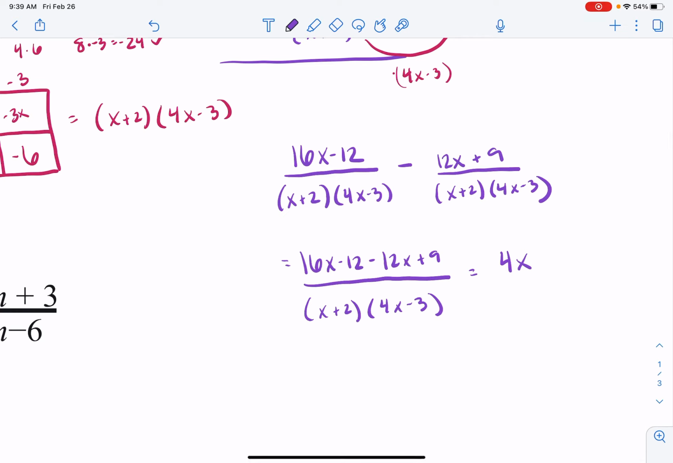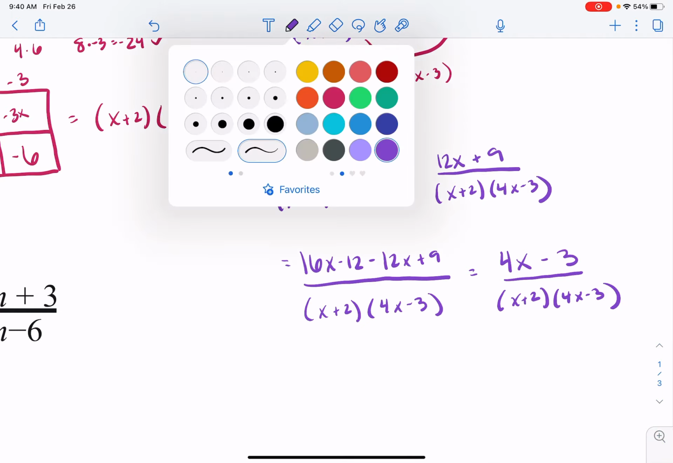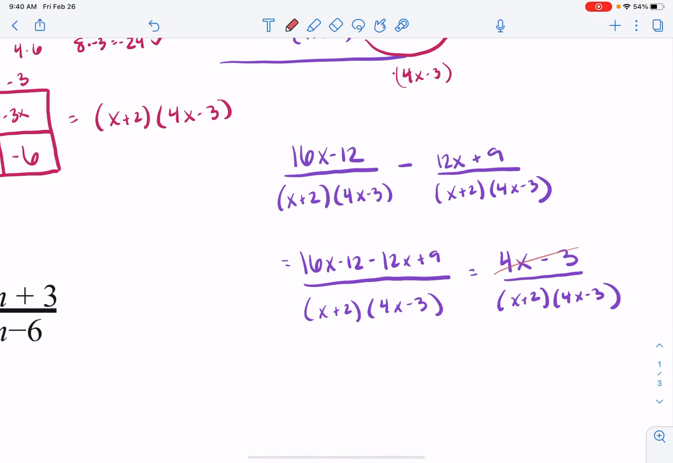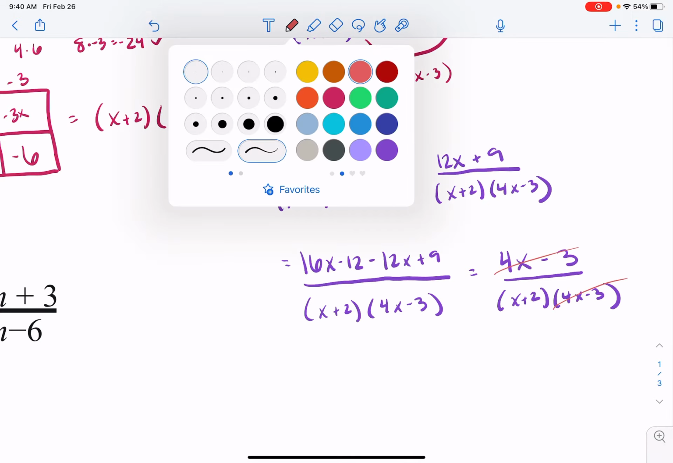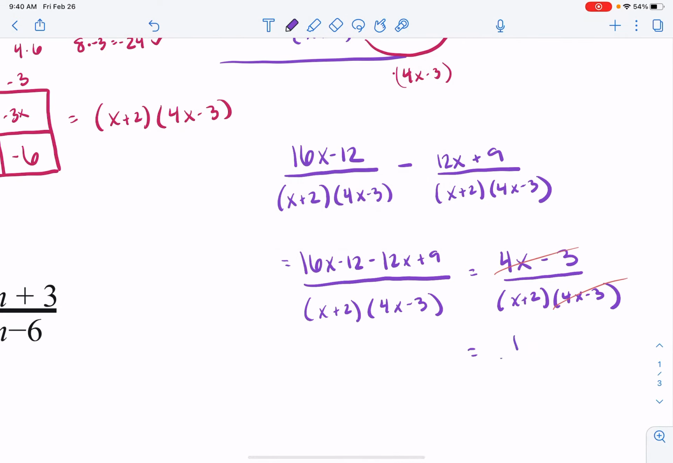So then that leaves us with the 4x minus 3, negative 12 plus 9, all over x plus 2, 4x minus 3. And our numerator and denominator right here can cancel the 4x minus 3's. So that leaves me with 1 over x plus 2.